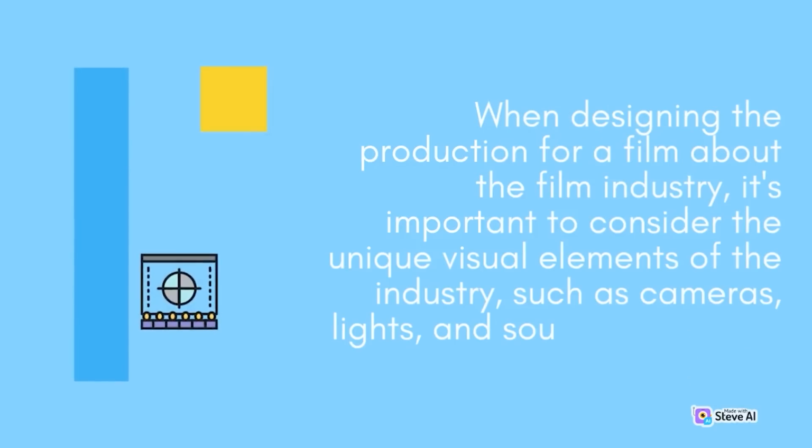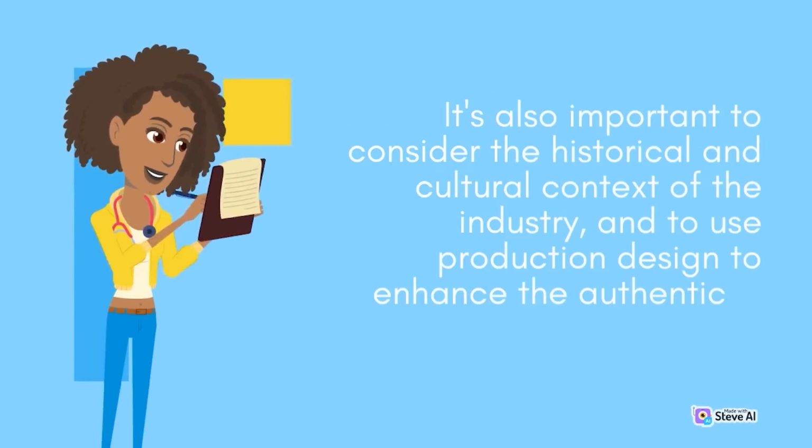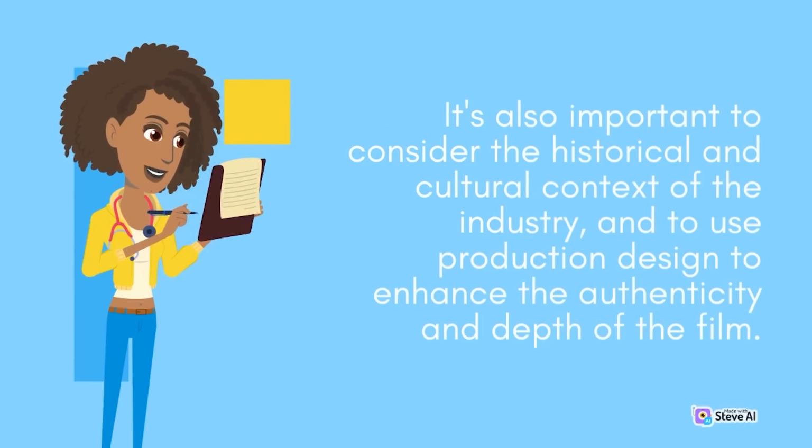When designing the production for a film about the film industry, it's important to consider the unique visual elements of the industry, such as cameras, lights, and sound equipment. It's also important to consider the historical and cultural context of the industry, and to use production design to enhance the authenticity and depth of the film.